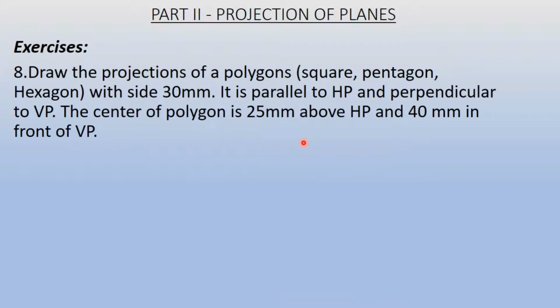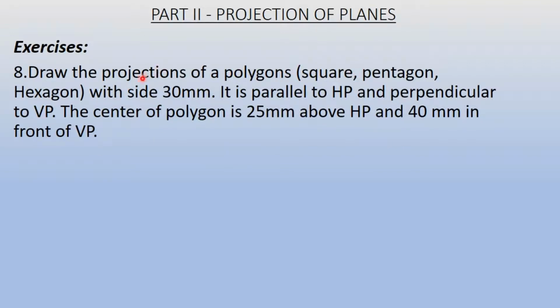This is question number 8. Draw the projections of polygons, square, pentagon, hexagon with side 30 mm, when the polygon is parallel to horizontal plane and perpendicular to vertical plane. The center of the polygon is 25 mm above HP and 40 mm in front of VP.